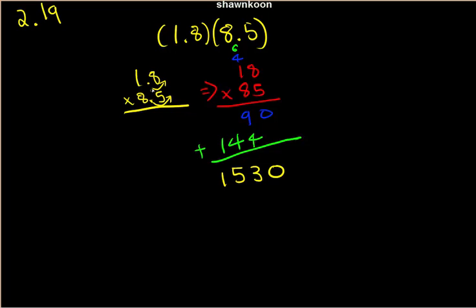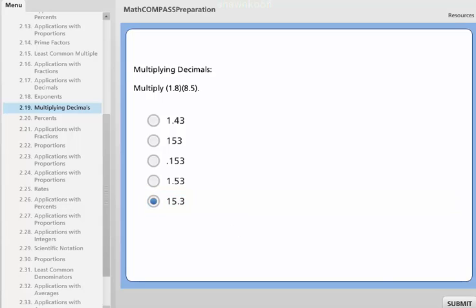So we moved 2 spaces total, which means in our answer we have to go back by 2 spaces this time. So 1, 2. So instead of 1530, it will be 15.3, right? 15.3 or 15.30 or whatever. So yeah, this should be our answer. Let's see if we have that. And 15.3, perfect. We got the correct answer too.